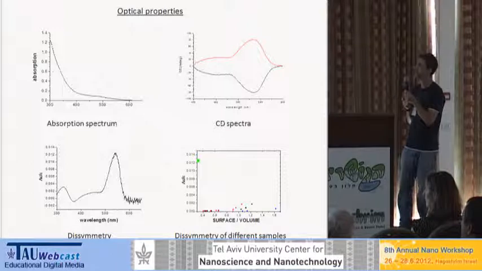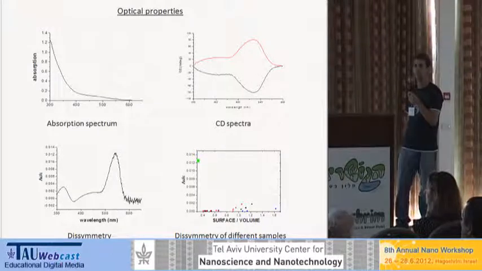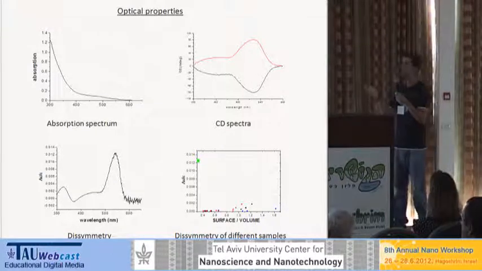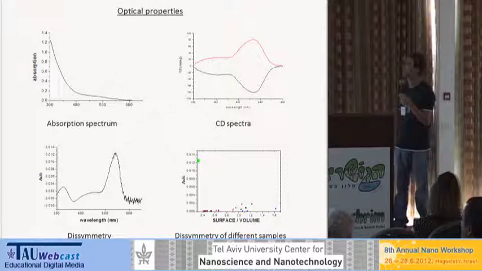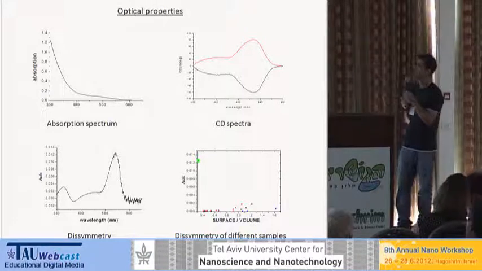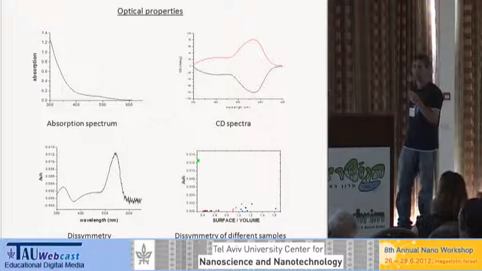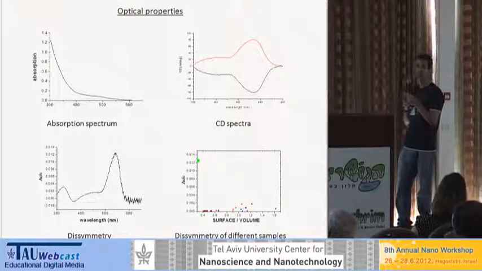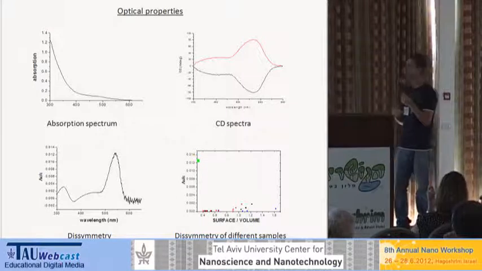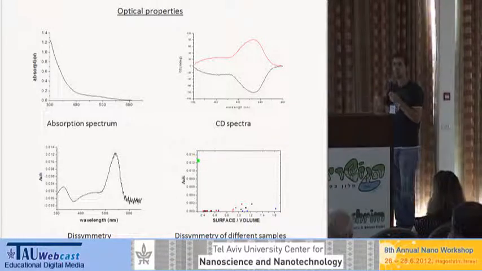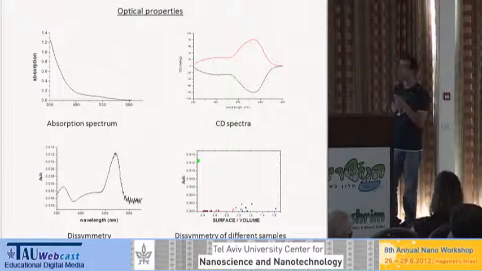So the left top image is the absorption spectrum. So it absorbs throughout the visible spectrum. On the right at the top is the CD response. And you can see that there is a CD signal. And it's opposite for both enantiomers of the molecules. So we are able to get both mirror images of the nanocrystals.